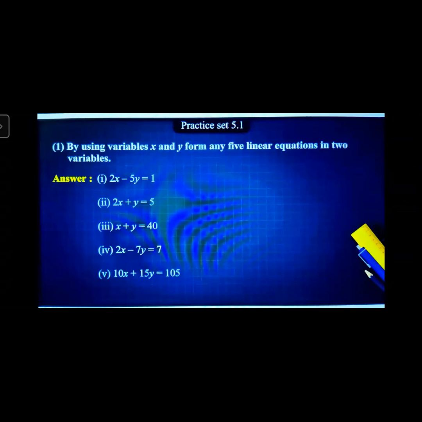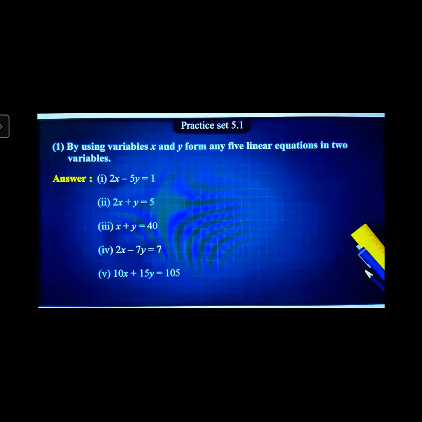So this you all do on your own. I will just show you how you can do it. We have used x and y variables and formed 5 equations. You can write anything you want, but it should have 2 variables and both should have degree 1. This is an open-ended question. Students can write equations of their own choice. It is not compulsory that you write the same solution that I have written.